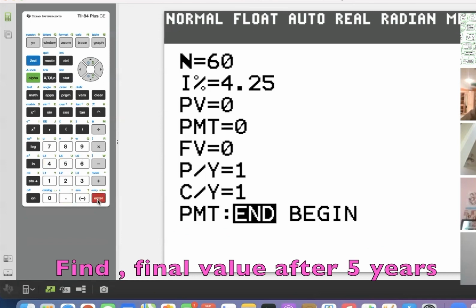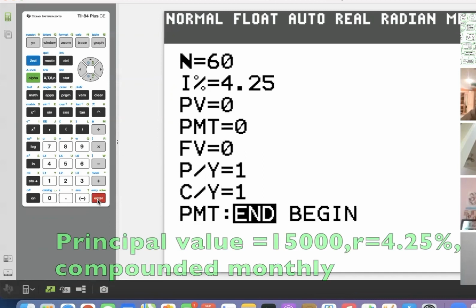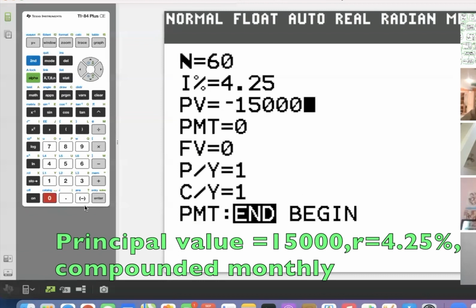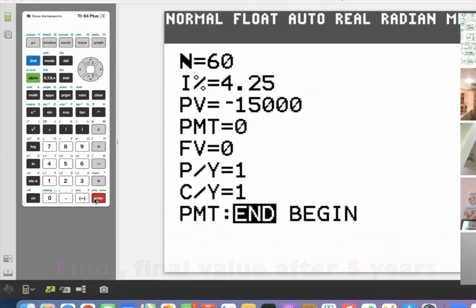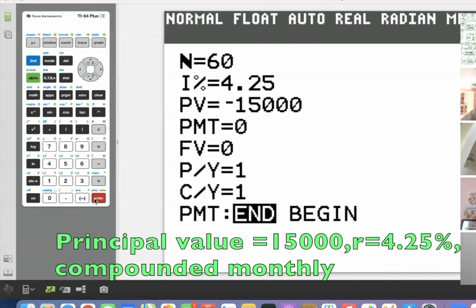Now, as I told you, present value means the money goes from you to the bank. So that will be negative. We will place a negative symbol, so that is negative 15,000. So that you should keep in mind. Then PMT, payment each time period, because the payment will be done at the end of the time, so PMT will be kept 0.